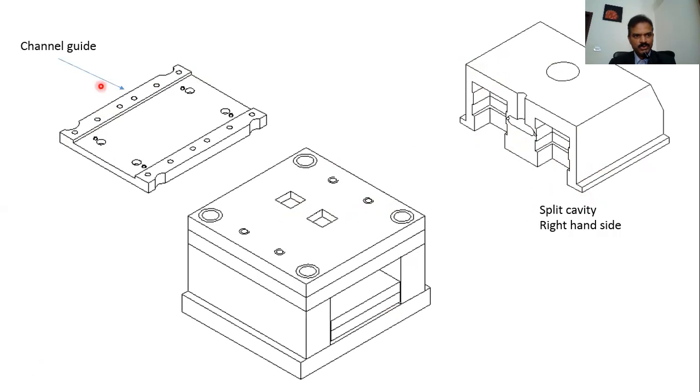So this is what you do. You create a channel with a slot here, and the size of the slot here should be a fit. This size should be a sliding fit. It should be a sliding fit in the slot. Slide fit.